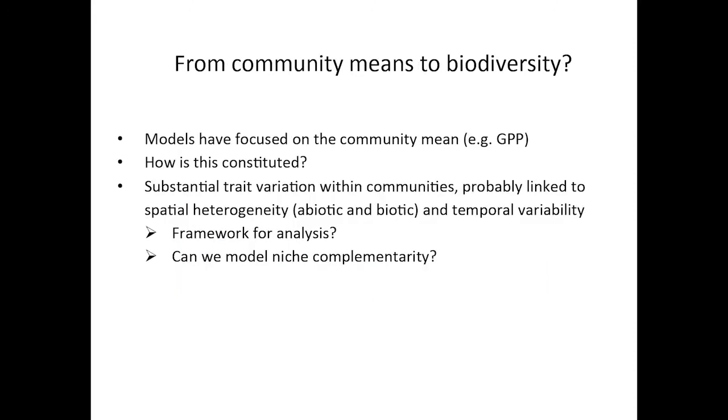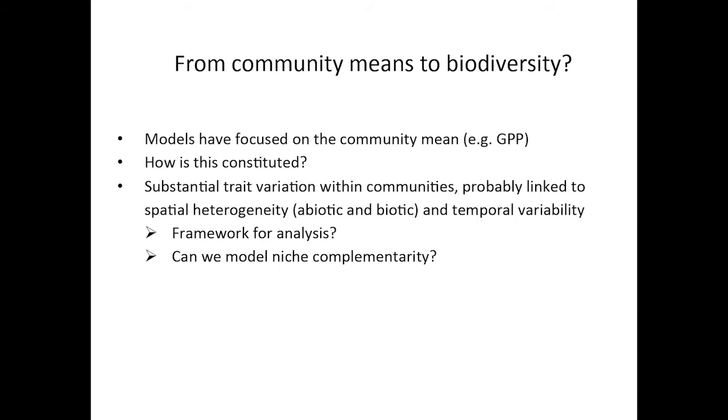So I'm just going to end with a slight digression, or speculation, I suppose. Models tend to focus on the community mean or the community aggregate numbers like GPP, and there are obviously good reasons for that, but I think if we're really interested in questions of biodiversity, we want to know, how does this come about? In other words, how does the community as a whole manage to achieve the optimal GPP and to have the optimal Vcmax and all this stuff?